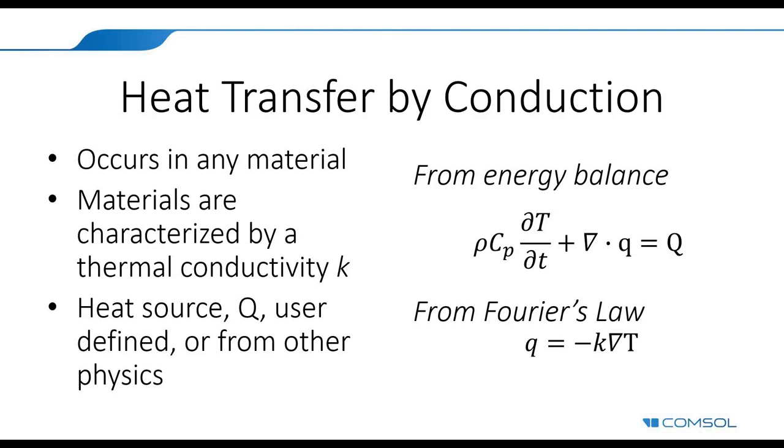So the heat transfer by conduction that occurs in solids occurs indeed in any material, and all materials can be characterized by a thermal conductivity that is used to define the heat flux by conduction from the Fourier law. So here we have an energy balance equation, which has a storage term with the time derivative of the temperature, and a divergence of a heat flux, which comes from its definition in the Fourier law. And we also have a heat source, which is noted Q here.